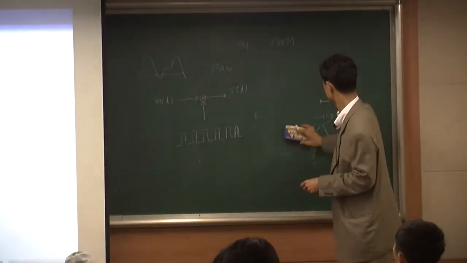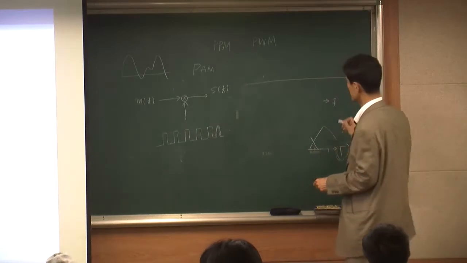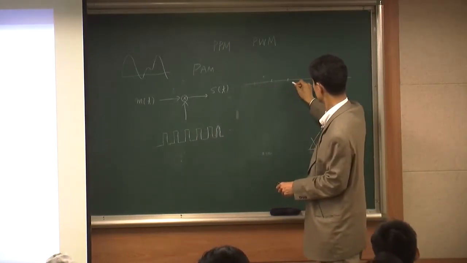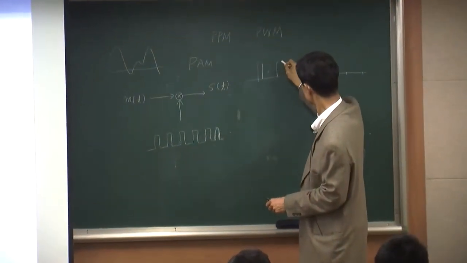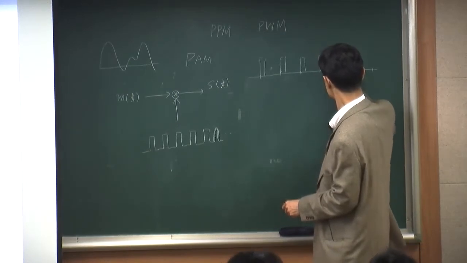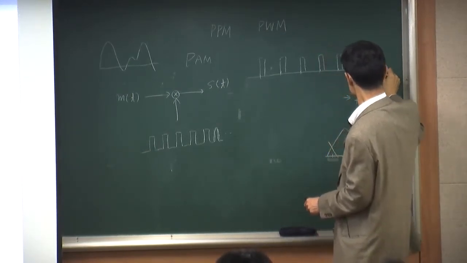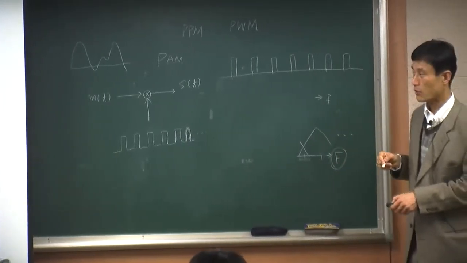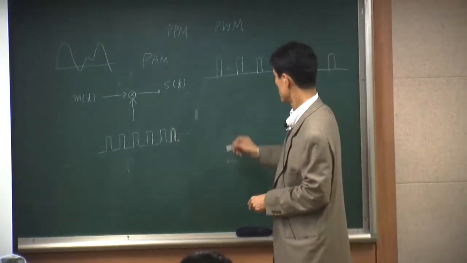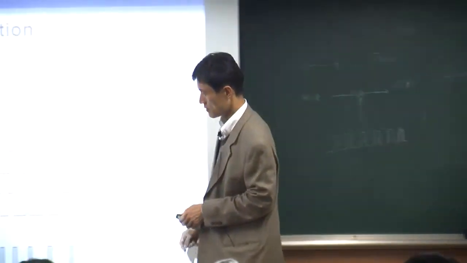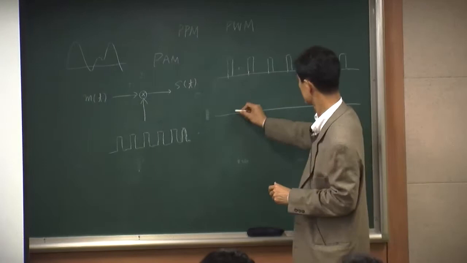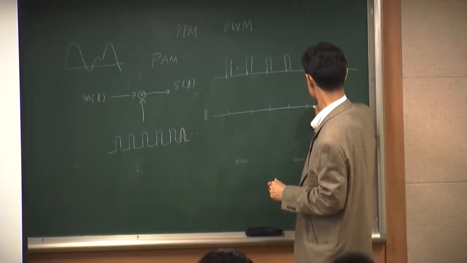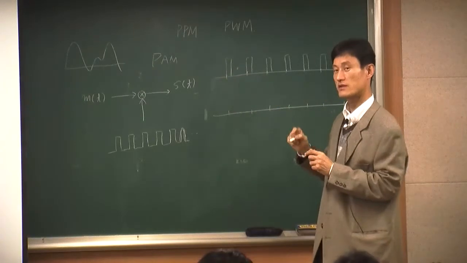Pulse position modulation is like, original pulse, this is the original pulse train, looks like. And when you do the pulse position modulation, what that basically means is each pulse now is in a different position.